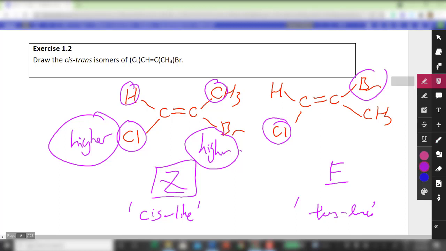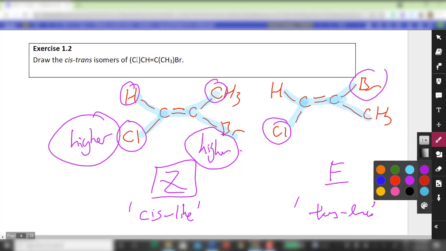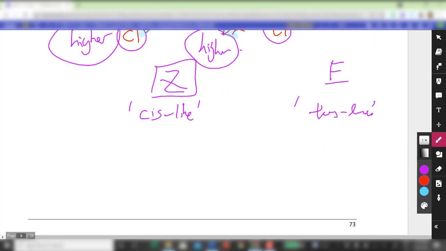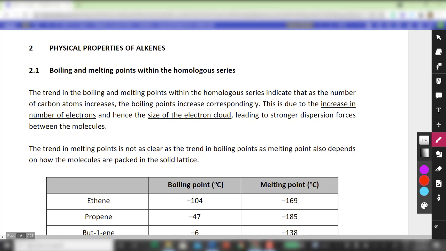Another important thing I need to really highlight is that you need to draw them showing the 120 degrees bond angle, which is the bond angle for an sp2 hybridized carbon. It is of utmost importance when you want to showcase cis-trans isomerism. Next, we're going to move on to physical property.